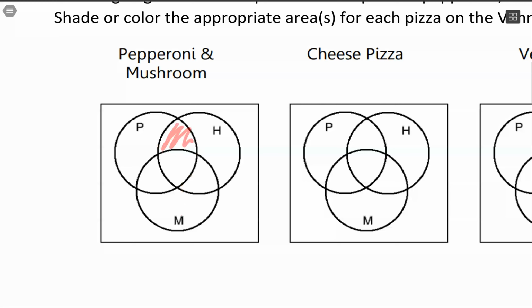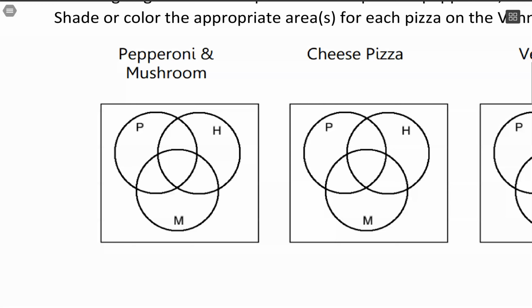If I'm out here, this would represent pepperoni and ham, so it'd have both of those ingredients. And then here would be ham and mushroom. Here would be mushroom and pepperoni. And as we get out here, this would be only pepperoni. Here would be only ham. And then only mushroom. And then outside is none of those: a pizza that does not have ham, does not have pepperoni, does not have mushrooms on it.